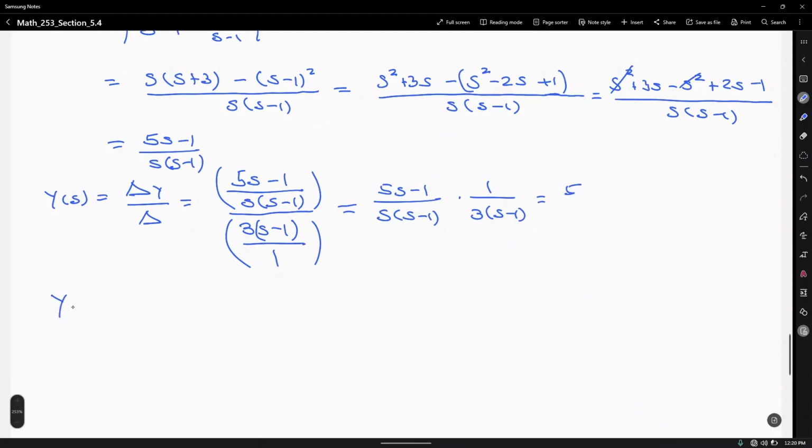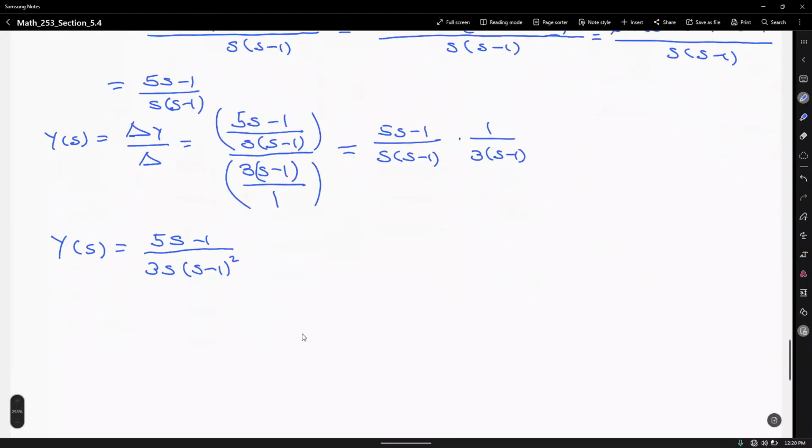Oh, let me go here. Y of s equals 5s minus 1 divided by 3 times s, times s minus 1 quantity squared. This time I didn't forget about the s, all right? Let me write this down.